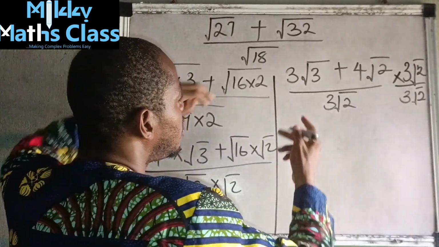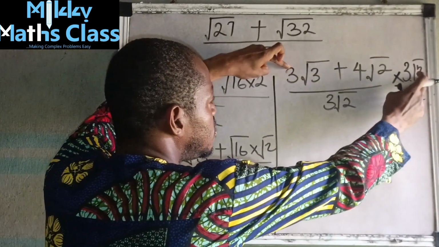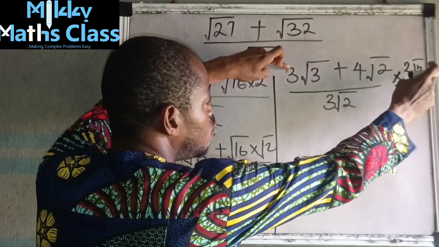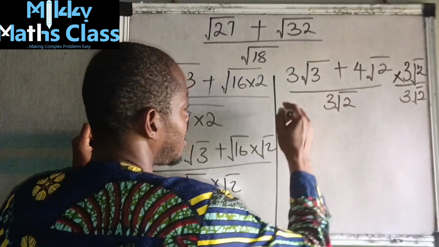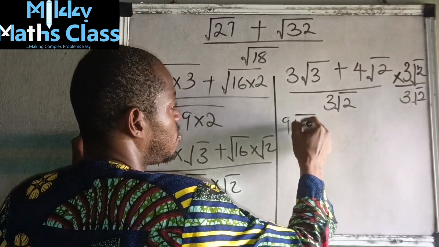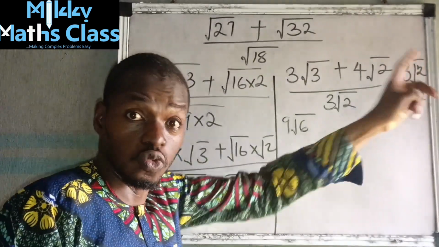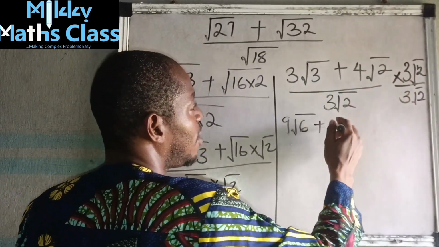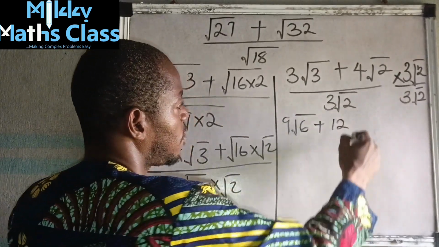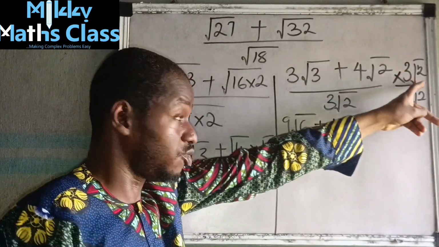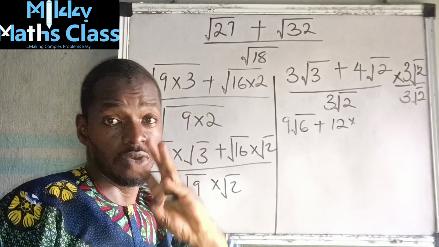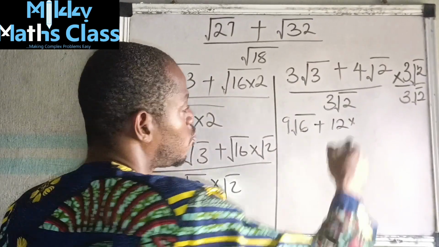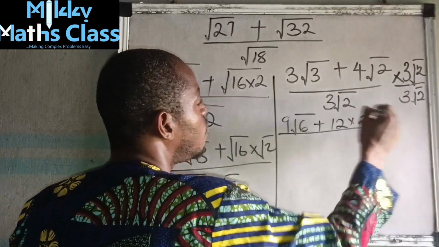So now let's multiply. We have 3 root 3 times 3 root 2. 3 times 3 is 9, so we have 9 root 6, since root 3 times root 2 is root 6. Now plus 4 times 3, you have 12, times root 2 times root 2, which is root 4. The square root of 4 is 2, so 12 times 2.